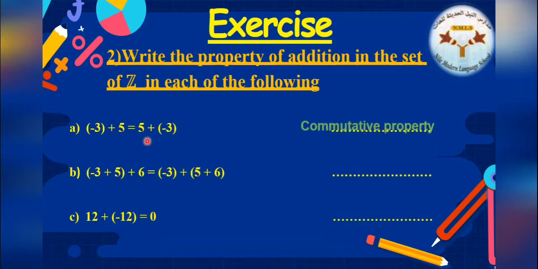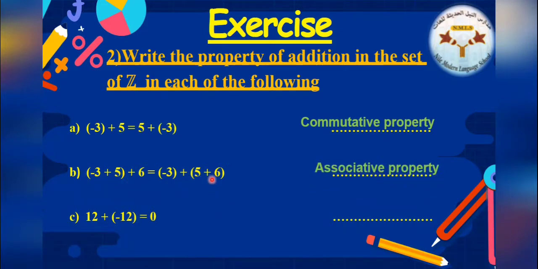Number B, brackets -3 plus 5, and plus 6 equals -3 plus, between brackets, 5 plus 6. So here I just change the place of the brackets. So this is the associative property. Yes, associative property. When you change the place of the brackets, or when you see brackets, this is the associative property.